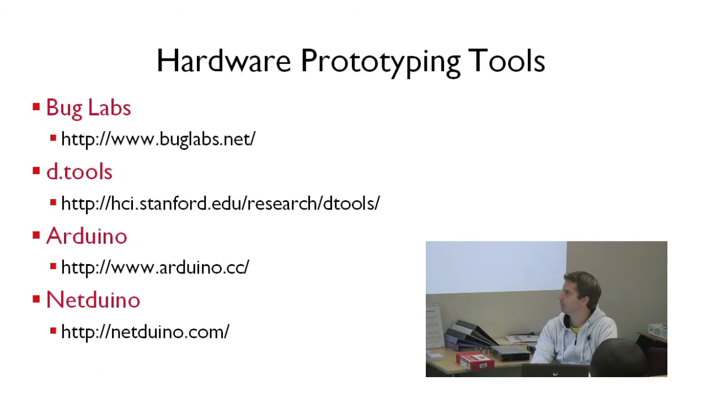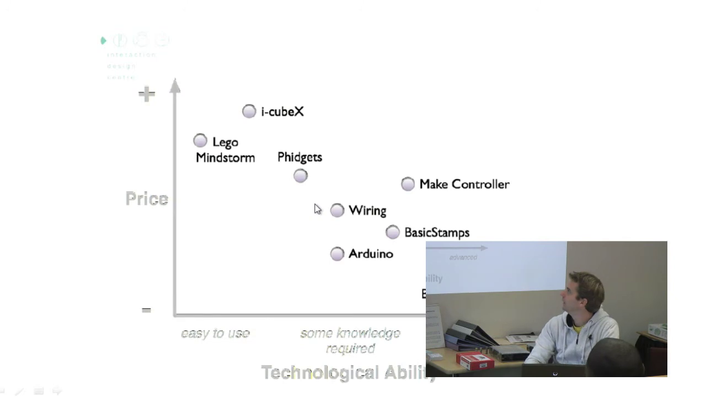But yeah, so these are just a few of them, obviously. There's other ones as well, Lego Mindstorms, etc., etc. So if we put a few of these on a diagram with technological ability from very easy to use to quite advanced, and price from low to high, we see things like Lego Mindstorms are quite expensive. They're about $500 to get a kit, but it's Lego. You just push stuff together and you go for it.